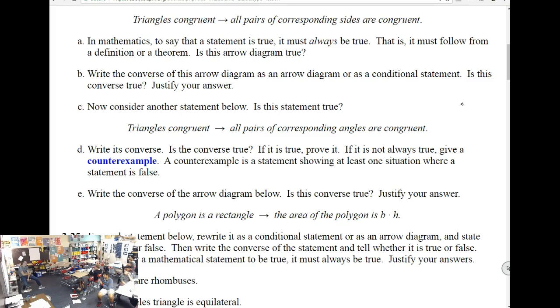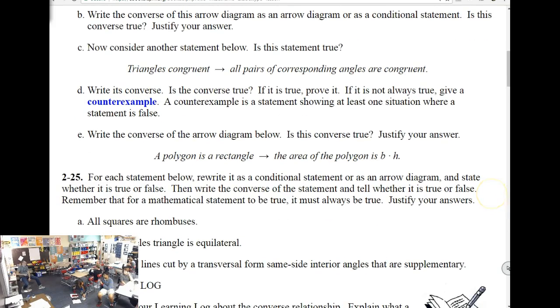Hopefully we know what a counterexample is. Let's try E. A polygon is a rectangle if the area of the polygon is base times height. Levi, what do you think about that? If the area of the polygon is base times height, then it is a rectangle. Is that true?